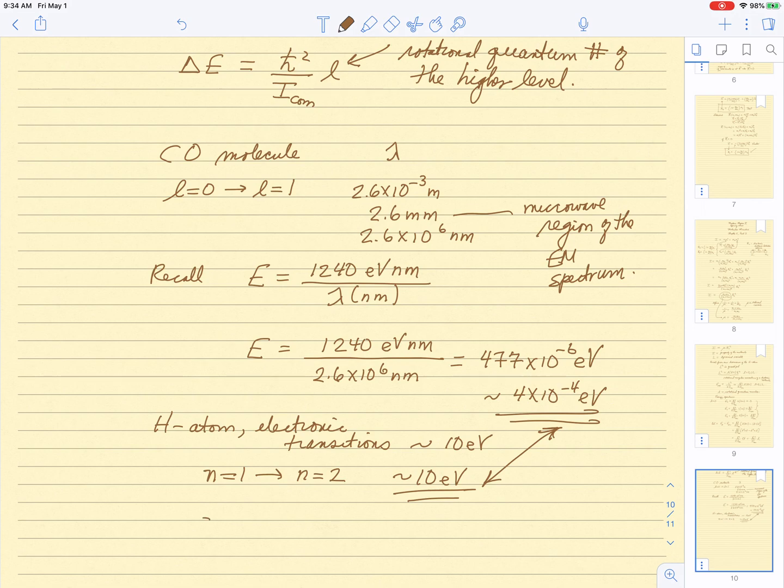So again, I want you to look at example problem 11.1 in the text and go through that well, and we will pick it up with molecular vibrations next. Okay, awesome.